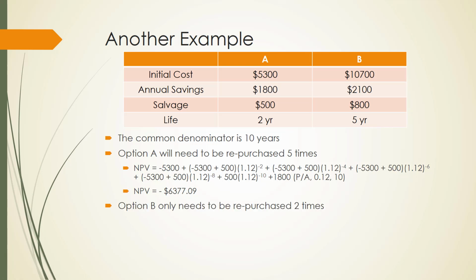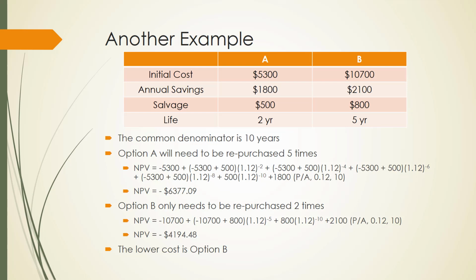Now option B, I only have to repurchase this one twice. So at the end of 5 years, at the end of 10 years. So I've got my initial purchase, my second purchase, I salvage the first one, I salvage the second one. I have my operating savings figured here, and this one has a net present value of negative $4,194. Which one do I want to choose? The lower cost one is option B.